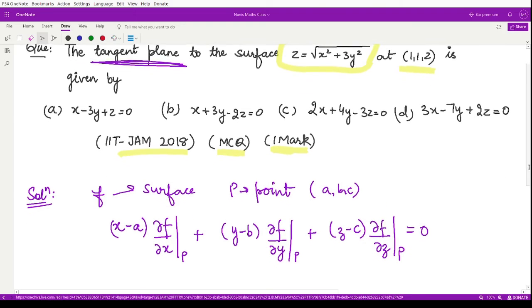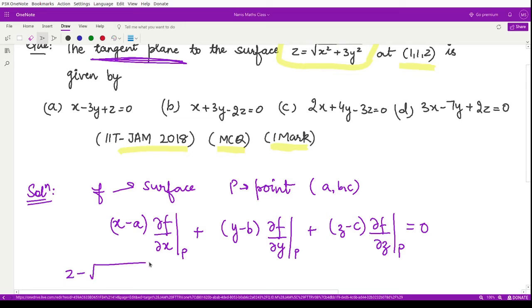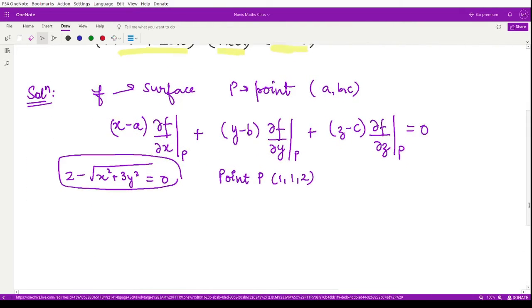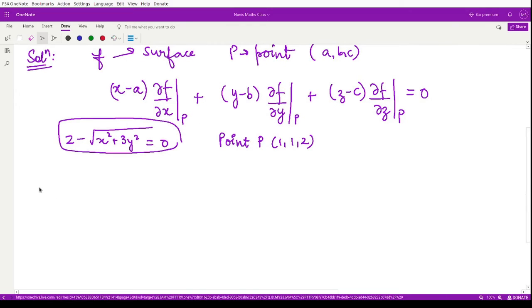So here, what is your surface? Your surface is z minus square root of x square plus 3y square is equal to 0. And your point, let me call it P, is given to be 1, 1, 2. So let's firstly calculate the derivatives. The partial derivative with respect to x of this given surface would be minus 1 divided by 2 square root of x square plus 3y square, and then the partial derivative of the inner term x square, using the chain rule. Here we are considering y to be a constant, right?